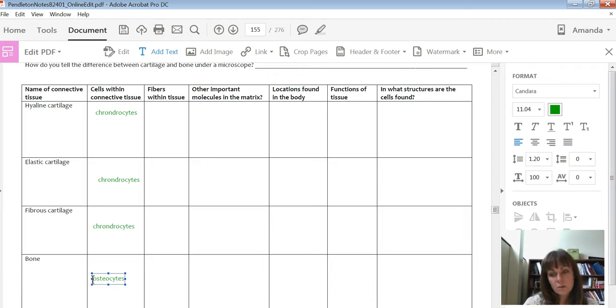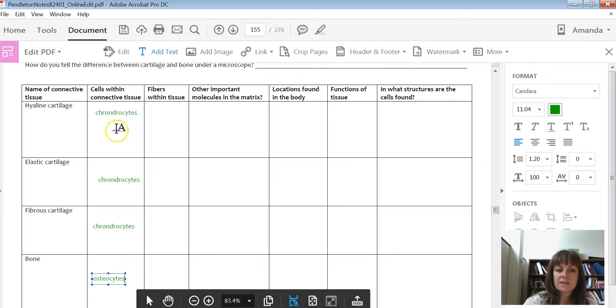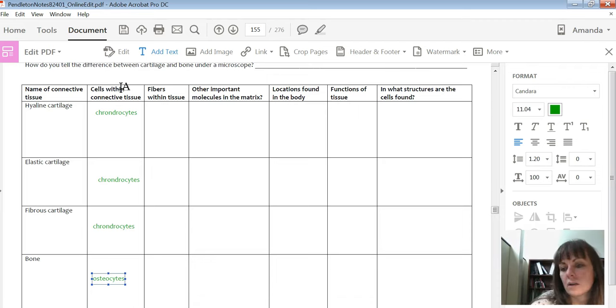Now we're going to learn when we get to chapter 6 that there are other types of cells associated with these, but these are the main ones within the tissue. Most of the other types of cells associated with bone or cartilage are going to be found on the edges. Okay, so let's look at the fibers.